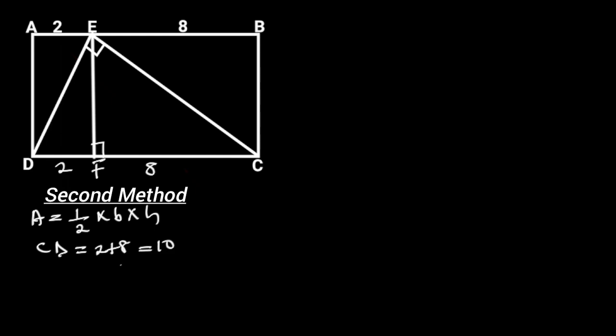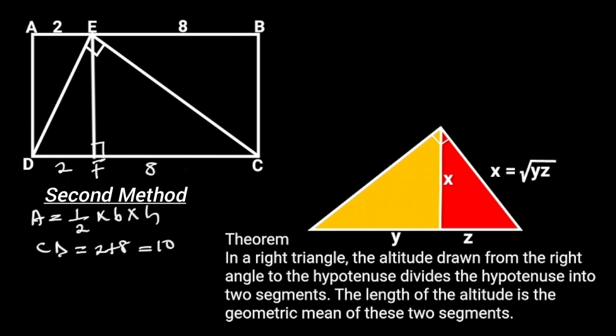To find the height, let's recall the inscribed right triangle theorem, which states that in a right triangle, the altitude drawn from the right angle to the hypotenuse divides the hypotenuse into two segments. The length of the altitude is the geometric mean of these two segments. That is, x is equal to the square root of y times z. From this theorem, it follows that EF is equal to the square root of 2 times 8. 2 times 8 is equal to 16. So, EF is equal to the square root of 16, which is equal to 4.